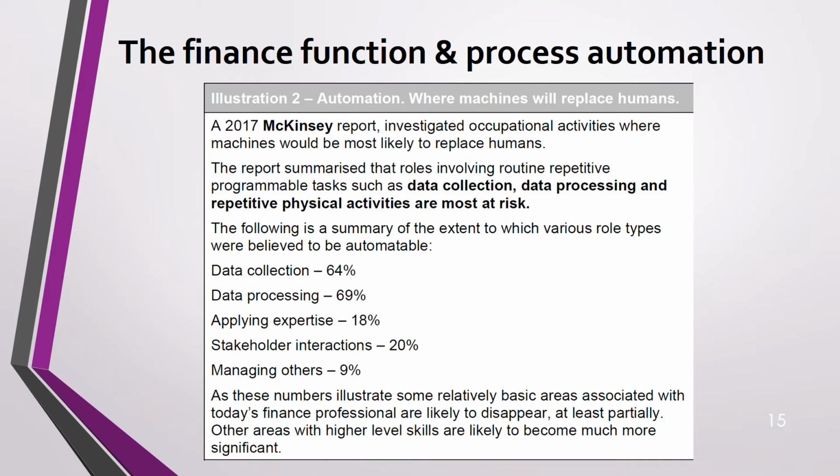Now let us go to another example where automation is there. Illustration 2, where machines have replaced humans. According to a McKinsey report in 2017, most of the occupational activities are being replaced by machines. Okay.